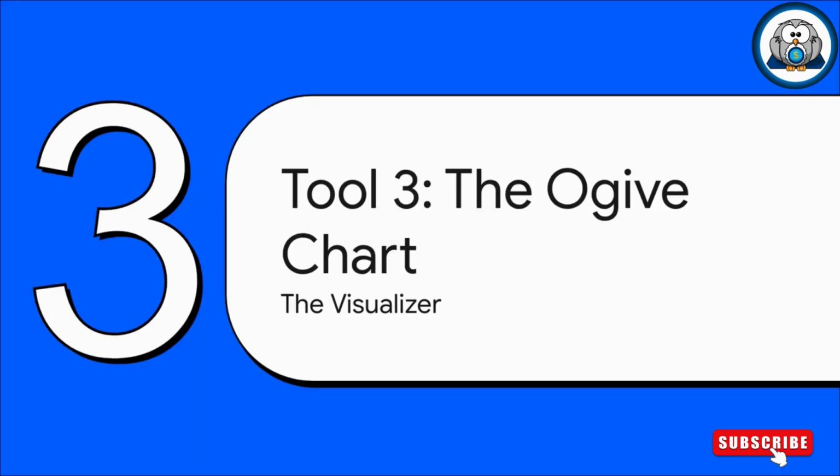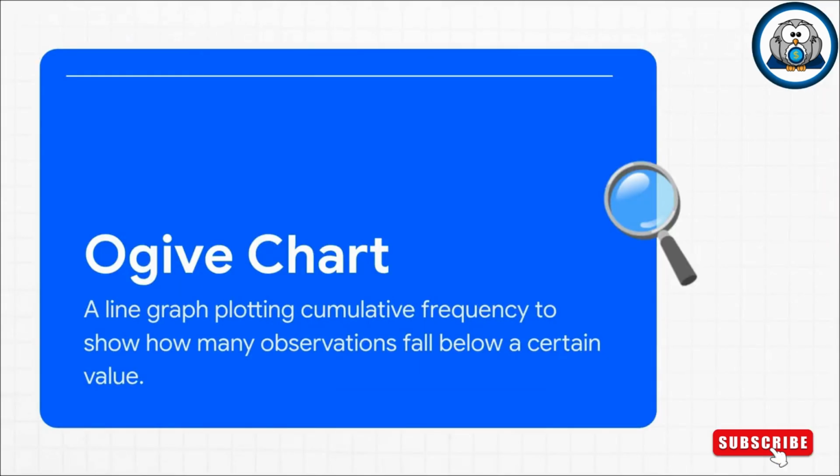Okay, we've organized our data and we've accumulated it. Now for the really cool part. It's time to visualize it. Our third and final tool is the Ogive chart. And what it does is take all that cumulative data and turn it into a really powerful, super easy to read picture. So an ogive is just a special type of line graph. And because it's plotting a running total, the line can only ever go up or maybe stay flat for a bit. It never goes down.